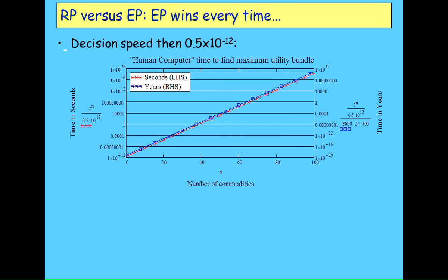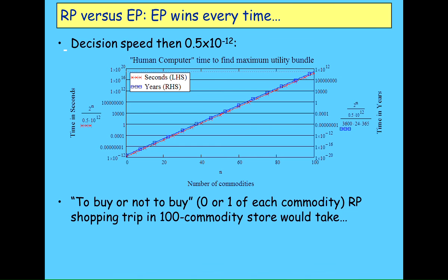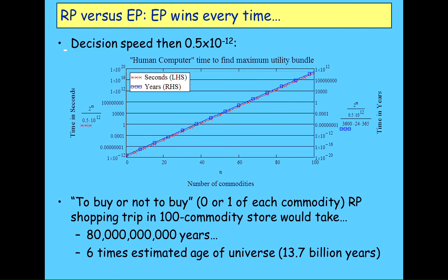Oh dear. To work out with that massively fast computer the decision of whether to buy or not buy one item in a 100 commodity store would take you 80 billion years. That's 6 times the age of the universe. Okay? That's what happens with an exponential problem. You simply can't solve it by throwing more computing power at it.